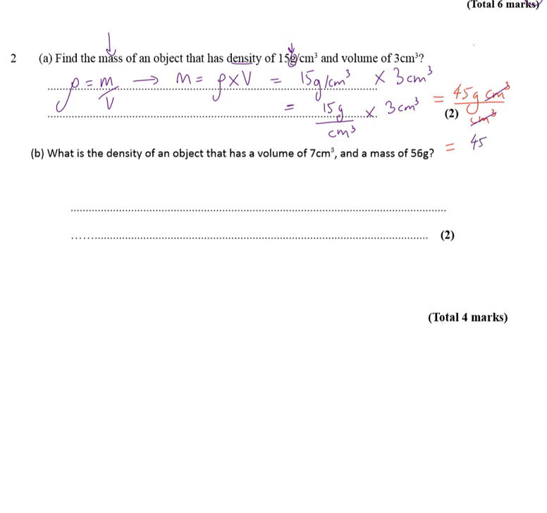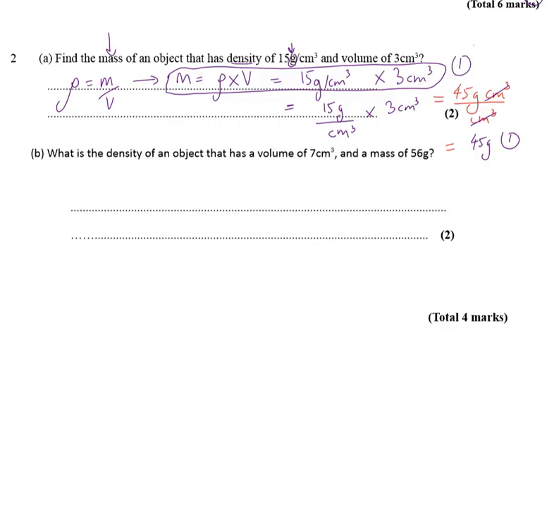I have 45 grams. Now here is where you're going to get your mark. To get your mark for the first one, you need to show your working out and your answer with the units. So this is the answer, for one mark. Again, you get the other mark for this here. Let me just underline them so you know. So 1 mark, 1 mark.